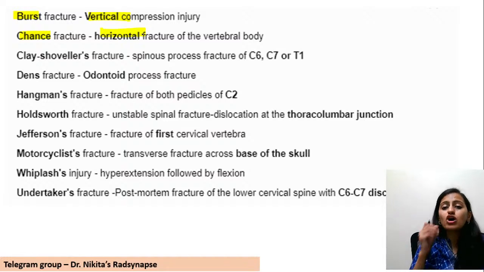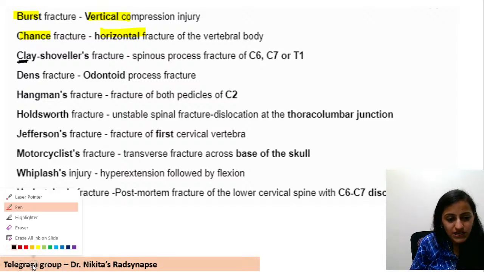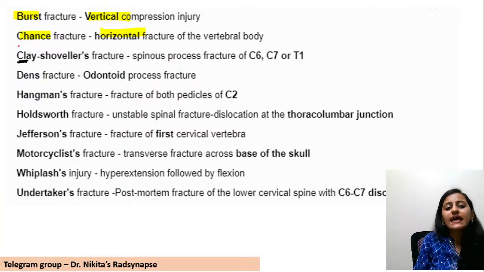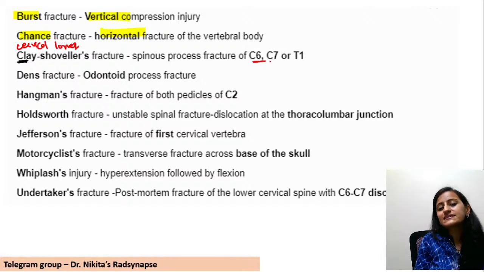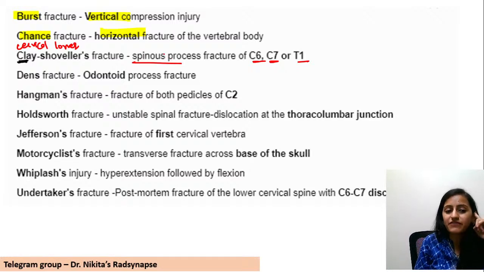What is clay shoveler's? Remember clay shoveler's. What is your clay shoveler's? CL, that is your cervical spine, lower end, that is C6, C7 and below that T1, the fracture of its spinous process.